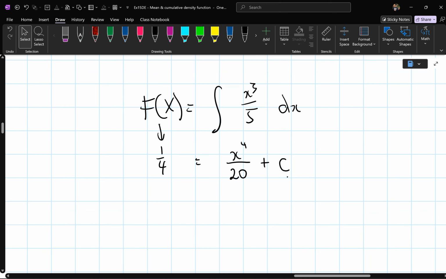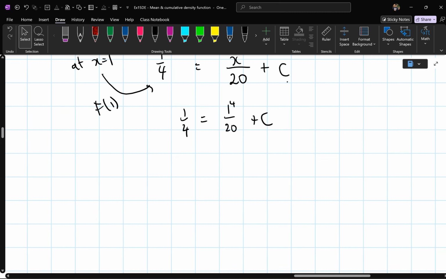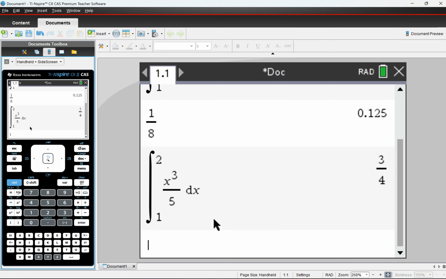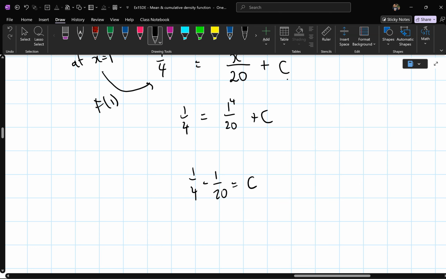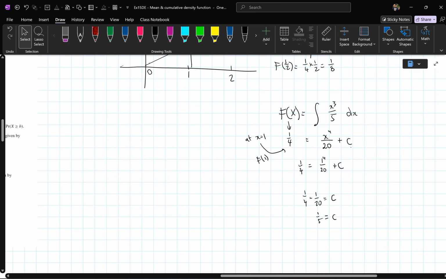When x equals 1, I know that F of 1 needs to equal a quarter. So I just need to solve for c in this case. So it'll be 1 to the power of 4 over 20 plus c. And what is that? That's 1/20th. So 1 quarter take away 1 on 20 should give you c. Oh yeah, that's true. That was quick, and I should have just figured that out myself. But there we go. So c equals 1/5.